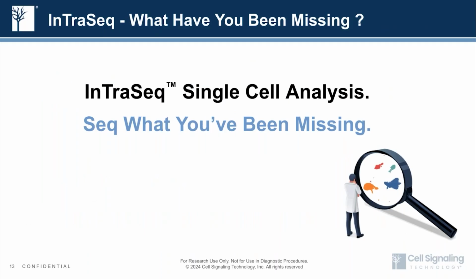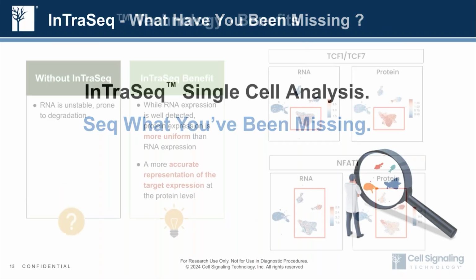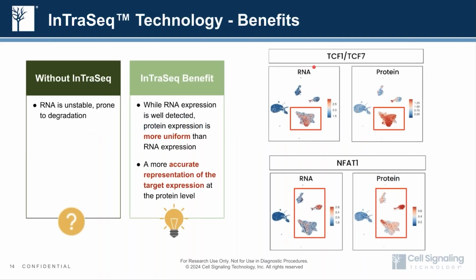Now, in the next couple of slides, I'm going to show you the amount of information that you can get from an InTraSeq single cell experiment and show you the information that you've been missing. This is an example where we're showing you the UMAP, but on the left side of the UMAP, we're showing the RNA expression, whereas on the right side of the UMAP, we're focusing on the protein expression for the TCF1 target.